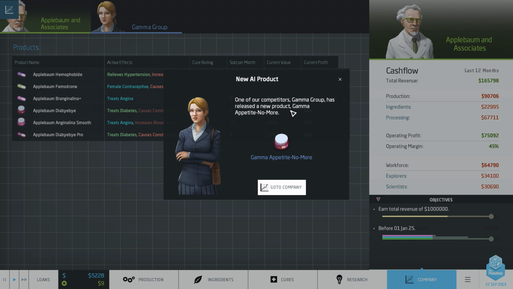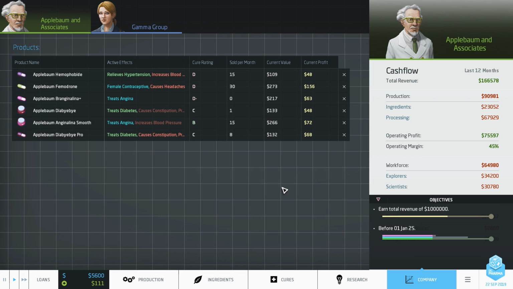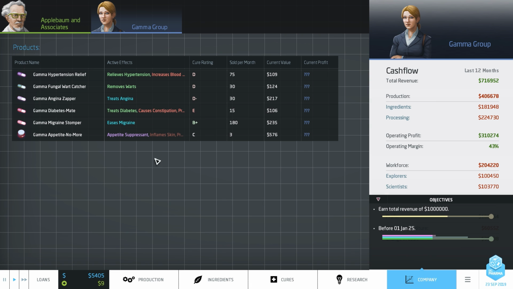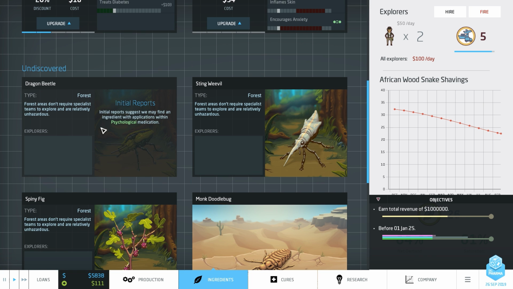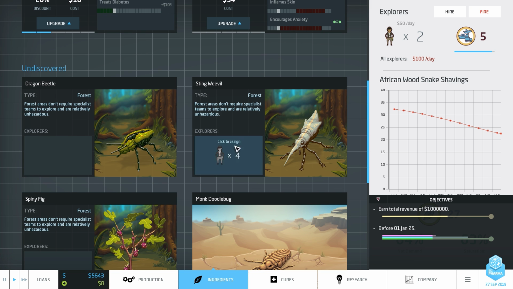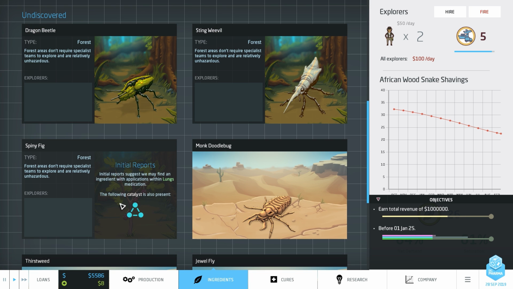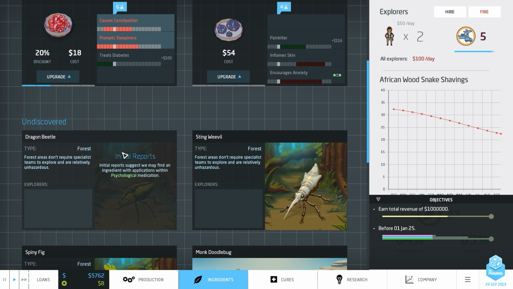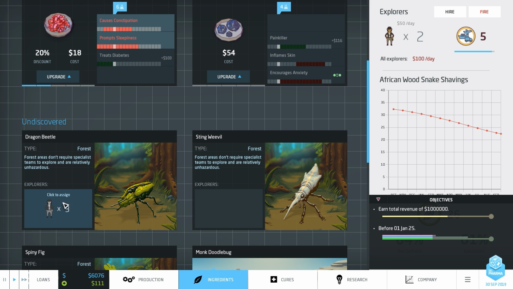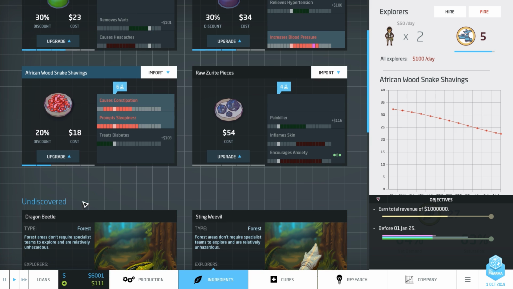And the competitors released, oh, Gamma Appetite no more. Oh no, Gamma. You guys, they got a new ingredient. Appetite suppressant. Oh boy, look at the pricing on that. Oh, we need to get something like that going, right? Psychological, skin, or lungs. And man, we can't afford that kind of stuff. It's the problem because we need to hire like 5 scientists to get to that point. So let's use the ingredients that we have. I mean, we discovered them, we have to use them.